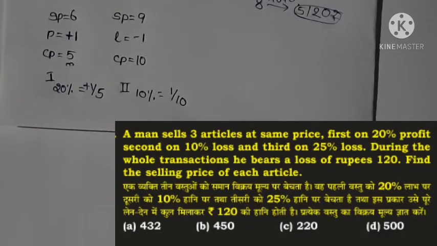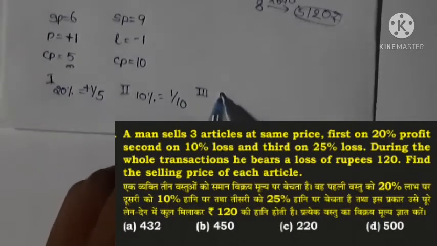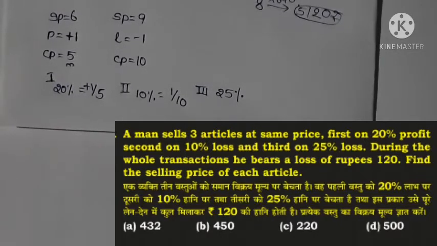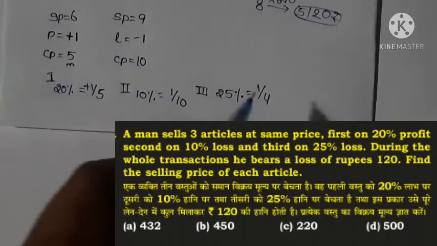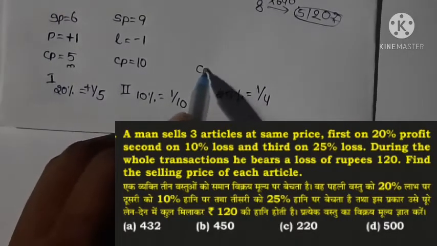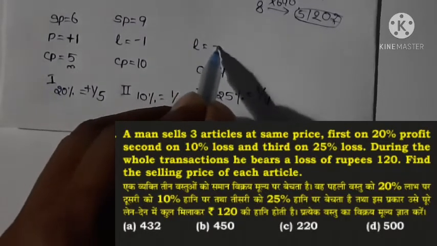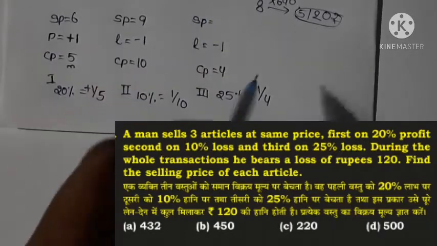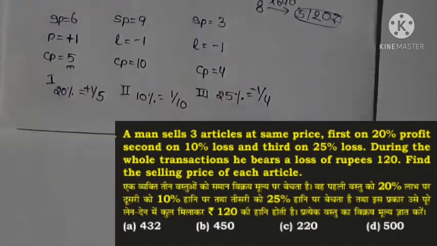Third at 25% loss. So 25% is equal to 1 by 4. So here the cost price is equal to 4, so the loss is equal to minus 1. So the selling price is equal to 4 minus 1, so the value is equal to 3.